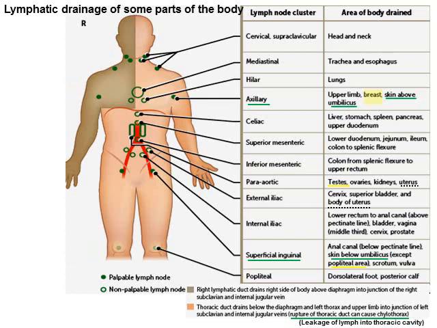The axillary lymph node, it receives the lymphatic drainage of the upper limb, the breast, and the skin above the umbilicus, as I have said. The celiac lymph nodes, this is very important lymph node for the drainage of the liver, stomach, spleen, pancreas, and upper duodenum. Superior mesenteric lymph node for the lower duodenum and jejunum, ileum, and the colon up to the level of the splenic flexure. Inferior mesenteric lymph node, it drains the colon from the splenic flexure to the upper rectum.